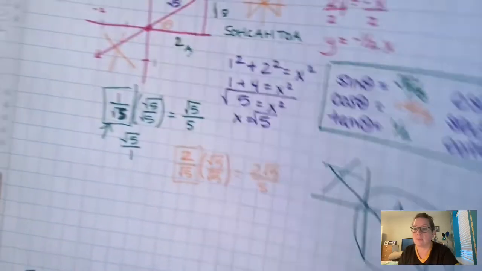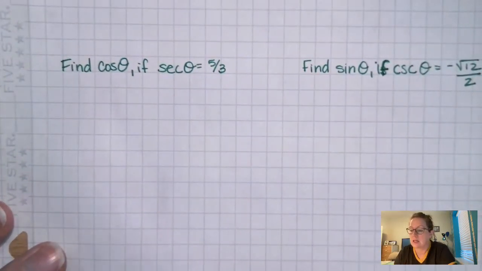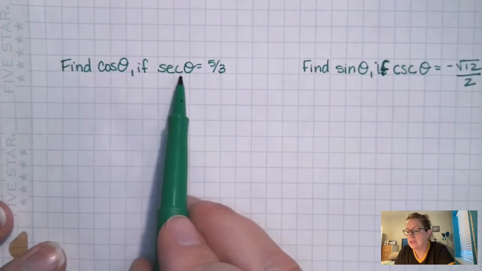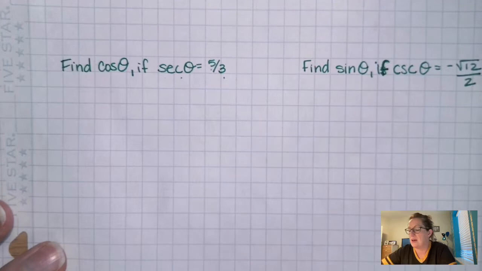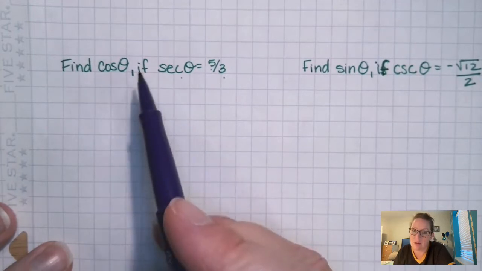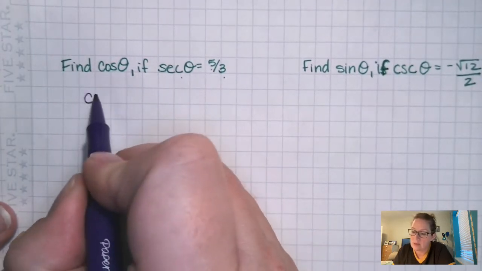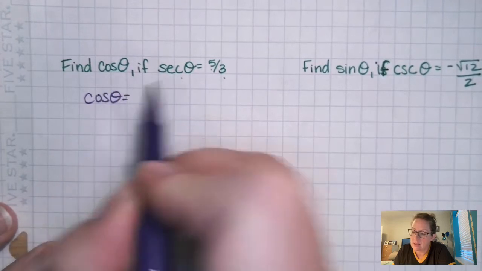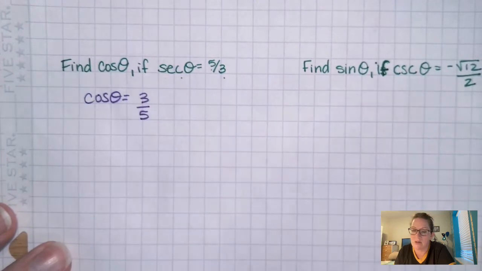Okay, that was the hard one. Let's look at these easier ones here. So this one says find cosine if secant is 5/3. So this one is painfully easy because cosine and secant are reciprocals of each other, right? This is a reciprocal identity of this. So cosine theta is just the reciprocal of this, 3 over 5, and you're done.